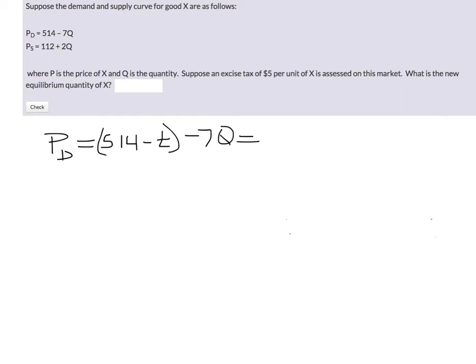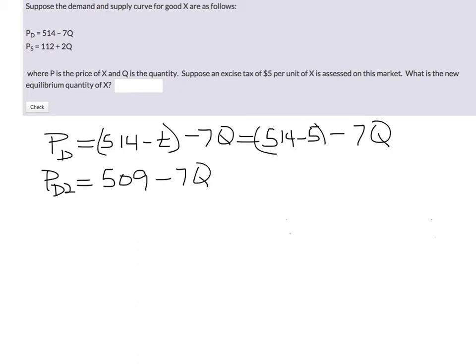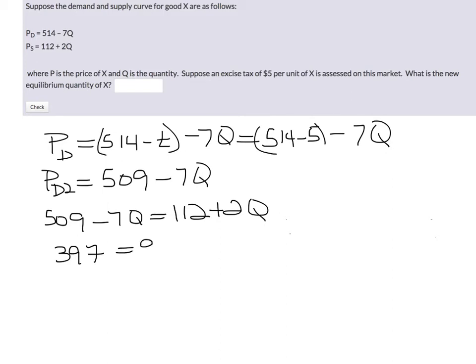When we do that operation, it's 514 minus the actual tax, which is 5, minus 7Q. So the new demand curve, let's call it PD2, is 509 minus 7Q. We're going to use that new demand curve to solve the problem. The supply curve we're not doing anything to, because we put the tax in the demand. So now the new system solves 509 minus 7Q equals the original supply curve. Now we simply solve for Q. 397 equals 9Q, divided by 9, Q equals 44.